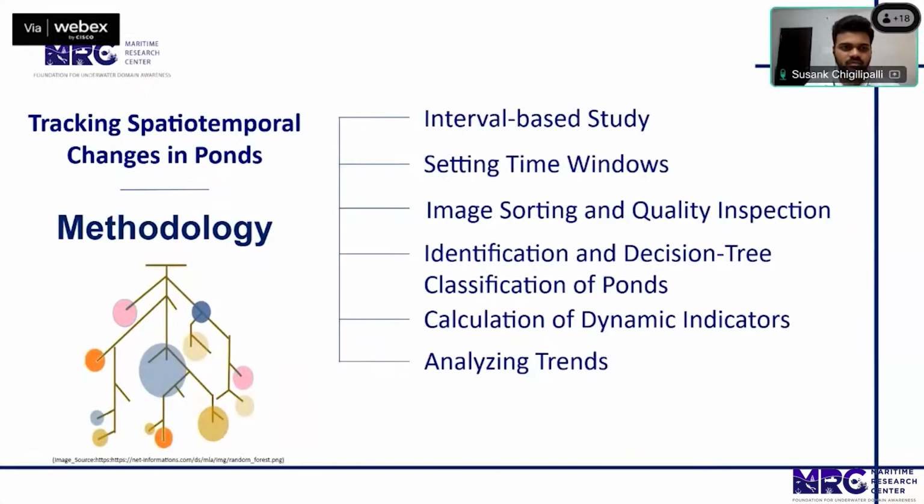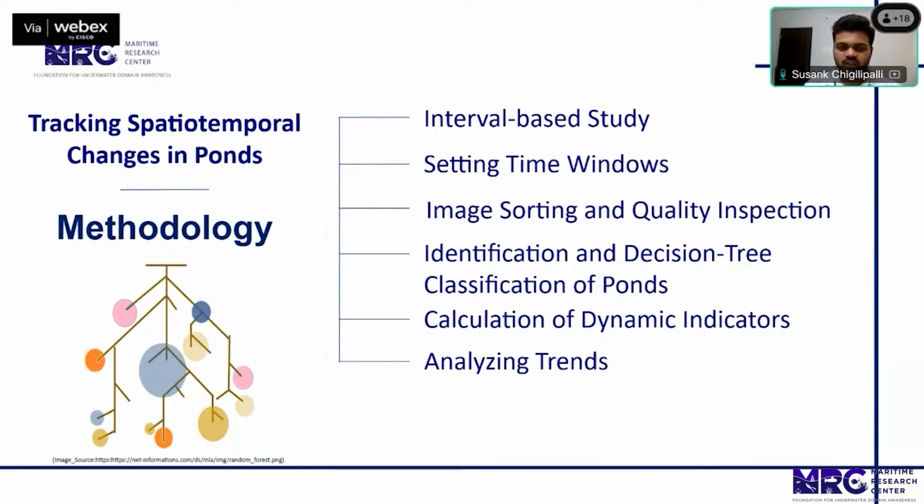Tracking spatial temporal changes. Tracking spatial temporal distribution is an interval-based study with several critical steps. First, studying aquaculture ponds over the past 30 years. Then we set a specific time window from April to October each year, aligning with peak vegetation growth and pond culturing activities for optimal satellite imagery identification. Next, sorting images by the cloud cover attribute and prioritizing them with minimal cloud cover. We manually inspect these images to ensure clarity.